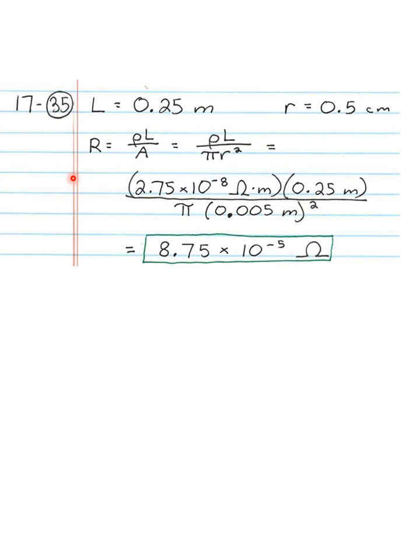Resistance is resistivity times length over area. It's a circular cross-sectional area, so we'll change area into pi r squared. We need to find the resistivity of aluminum. We can look that up in the table in the book, 2.75 times 10 to the negative 8 ohm meters. Then we have times the length divided by pi r squared. Make sure we have that in meters. And we get an answer of 8.75 times 10 to the negative 5 ohms.